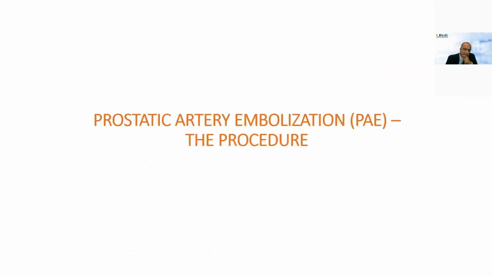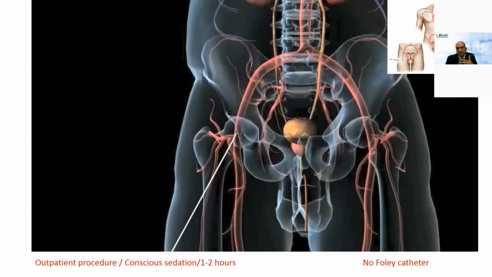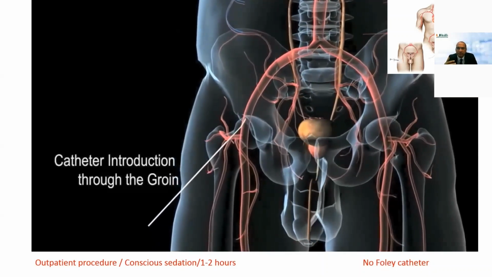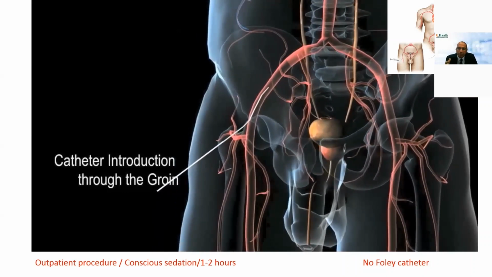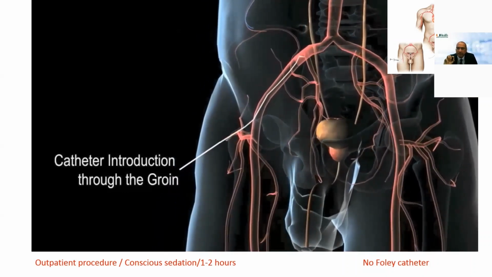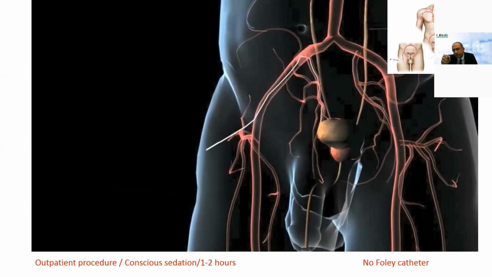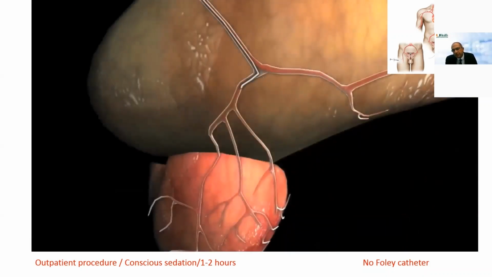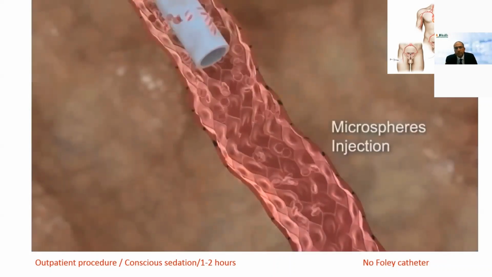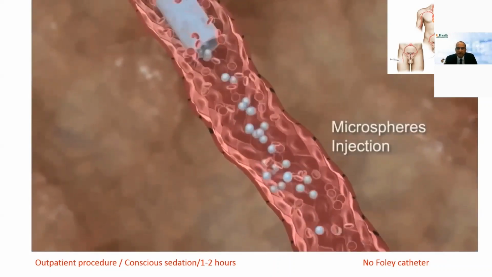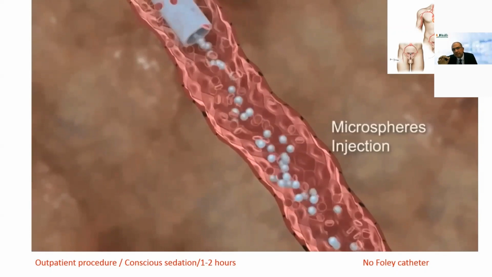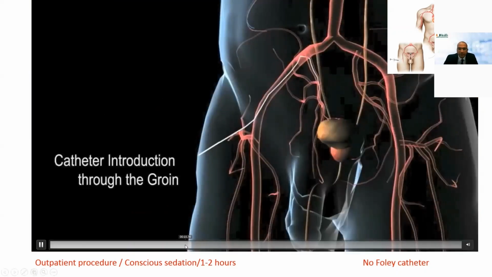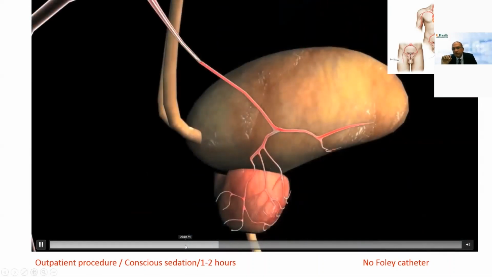So how exactly does the procedure work? It's a completely outpatient procedure done under conscious sedation. There's an animation which shows the procedure going through the groin, where we put a catheter, a base catheter 4 or 5 French, going into the hypogastric artery. And then there is a microcatheter, which is advanced further. And this is where most of the challenges come because these vessels are really small. Once it's in the correct position, which is the prostatic artery, then we inject these very tiny spheres.